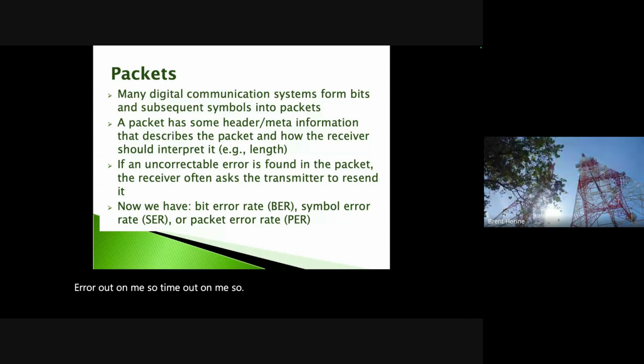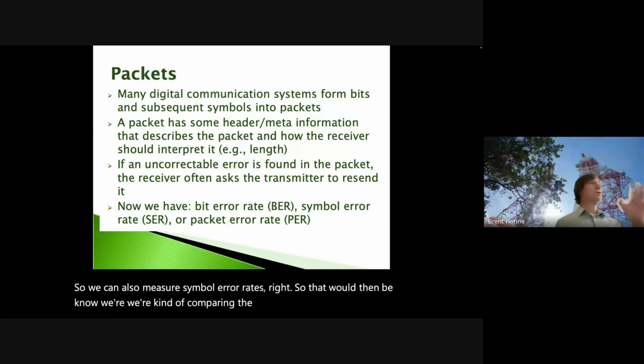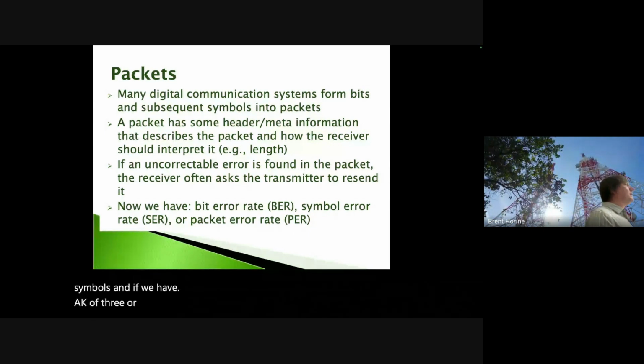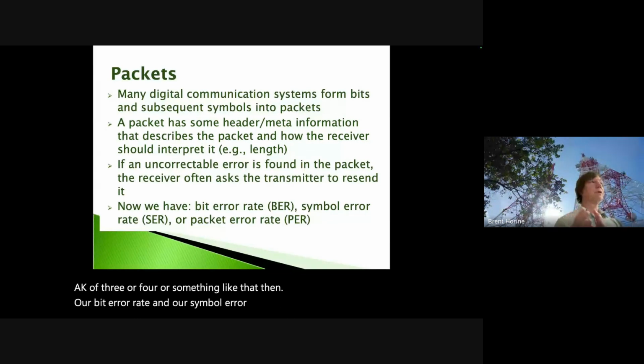So we can also measure symbol error rates, right? So that would be comparing the output symbols versus the input symbols. And if we have a K of 3 or 4 or something like that, then our bit error rate and our symbol error rate are going to be related to that.